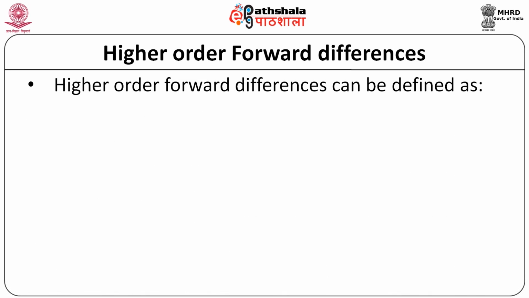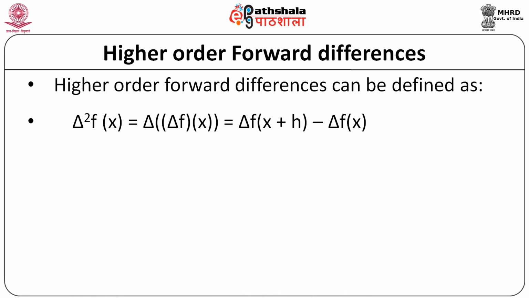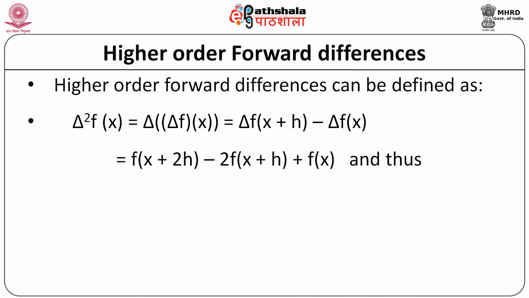Now let us look at higher order forward differences. They can be defined subsequently like this. So, Δ²f(x) is operating delta twice, so delta of delta f of x, and that is equal to delta of f(x plus h) minus f(x), because Δf(x) is f(x plus h) minus f(x). So, when you are operating, this will give you Δf(x plus h) minus Δf(x), and similarly, so that will be equal to what?